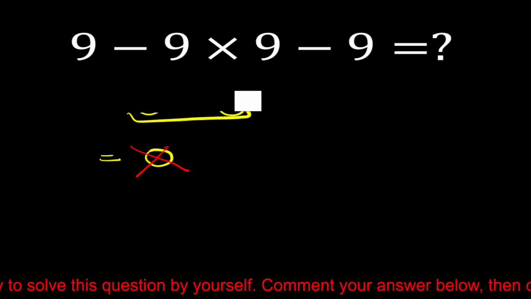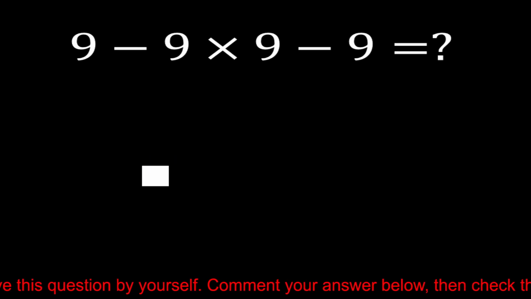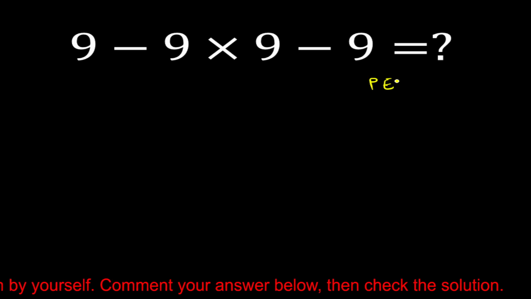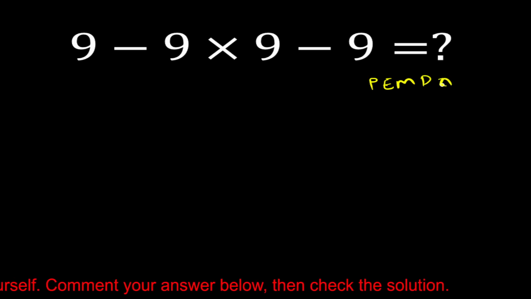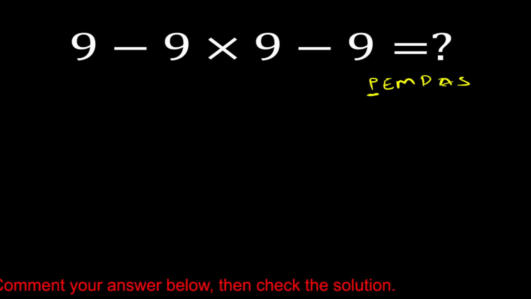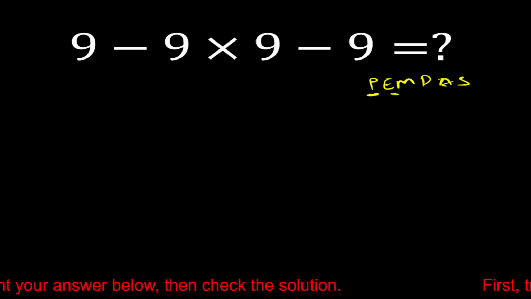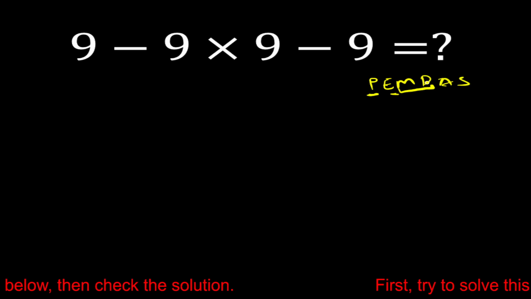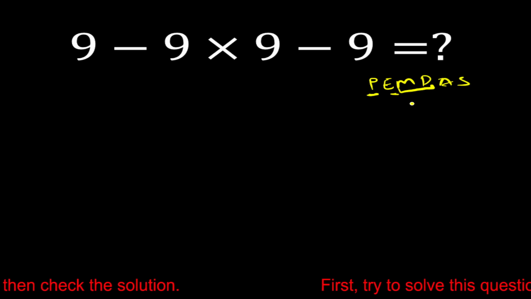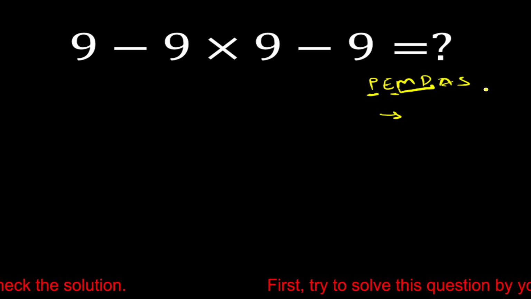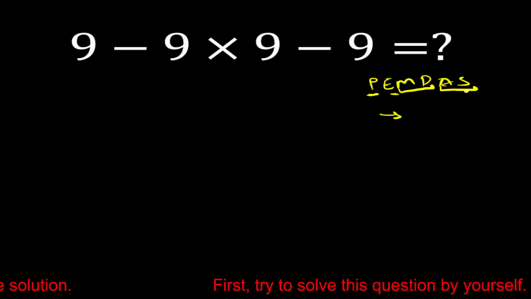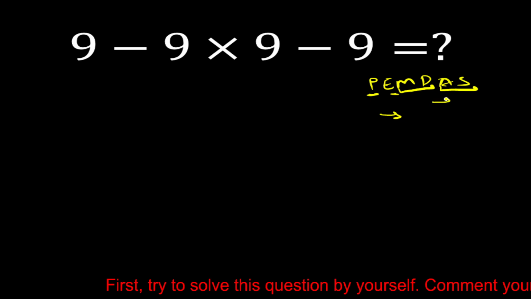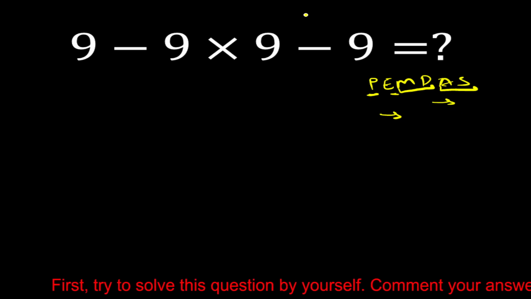So let's solve this problem according to the PEMDAS rule. PEMDAS. P means first priority is parenthesis, E means second priority is exponent, then M and D. M means multiplication, D means division. Both have the same priority. Therefore, we have to solve it from left to right. And then addition and subtraction both also have the same priority. Therefore, we have to solve it from left to right.